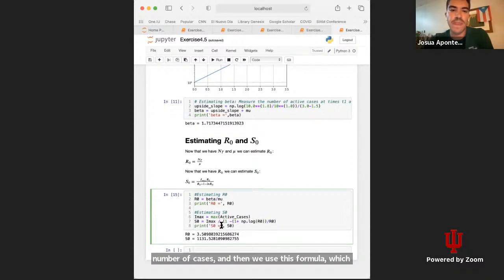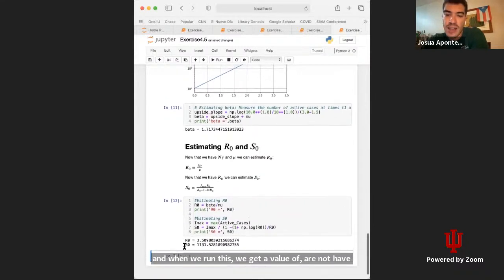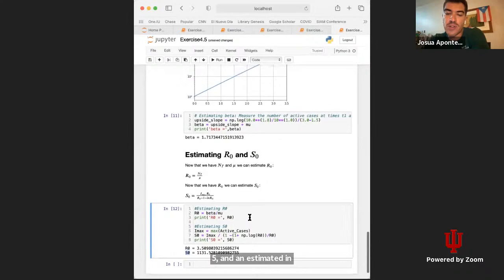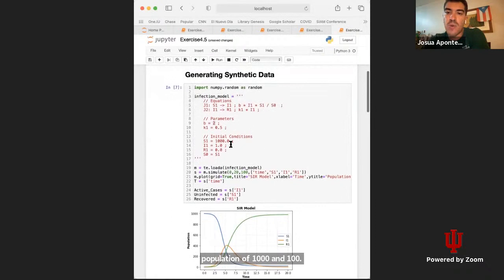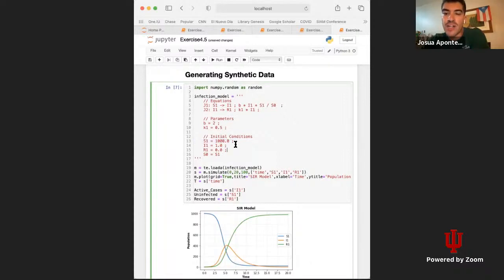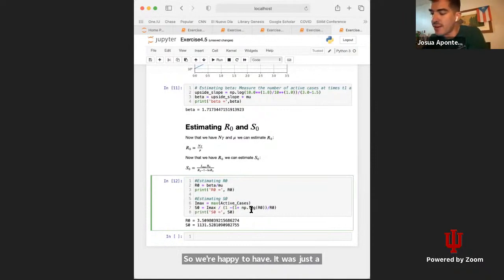And when we run this, we get a value of R naught of 3.5 and an estimated initial susceptible population of 1,100. Originally our R naught was 4 and our initial number was 1,000. So we're a bit off, but it was just an estimate that we could do quickly by looking at the curves.